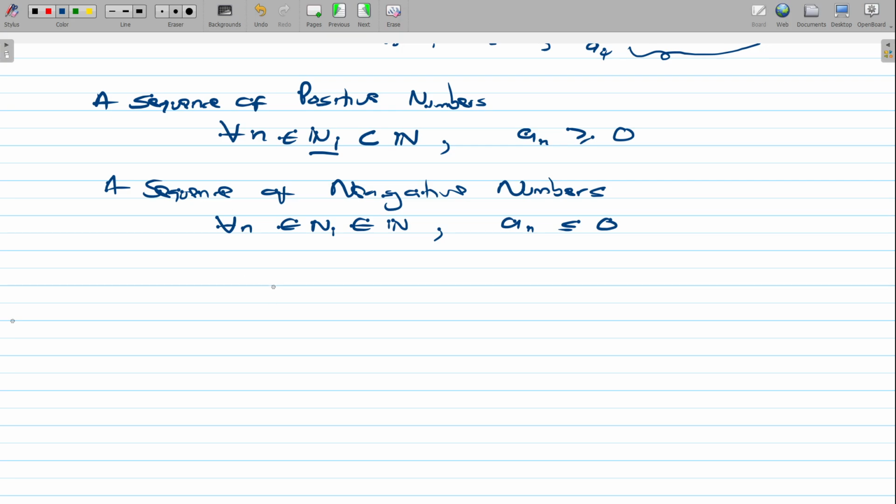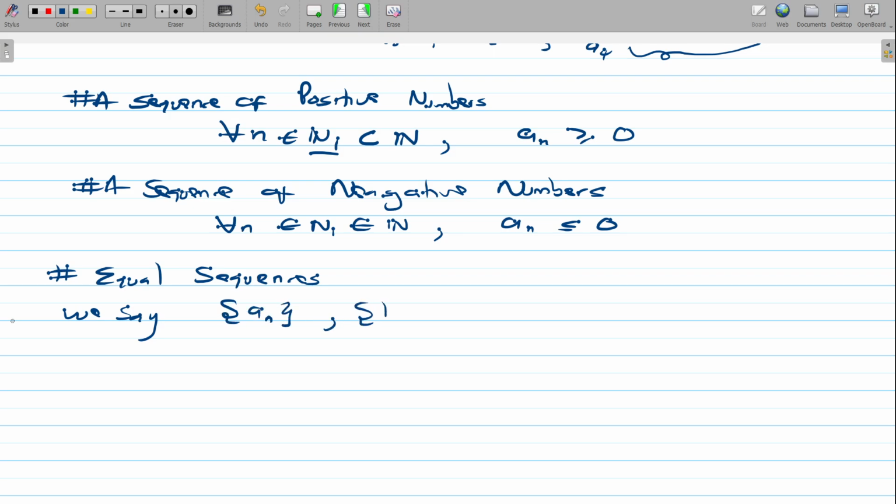Now let's talk about the equality of two sequences. So when are two sequences equal? When can we say that two sequences, a sub n and b sub n, are going to be equal? So here is the definition. So let's say equal sequences. So we say that the two sequences a sub n and b sub n are equal.